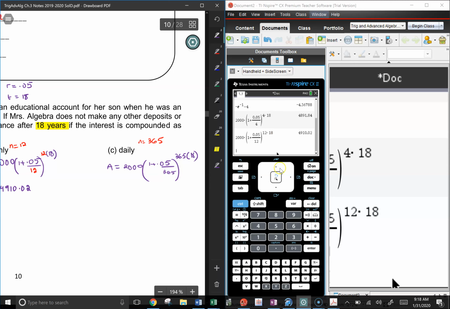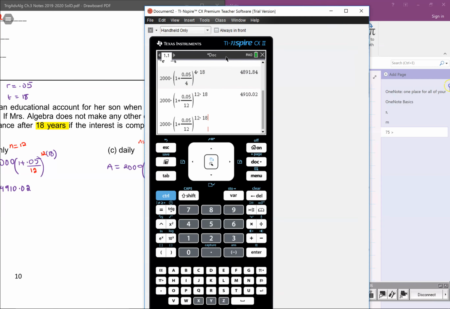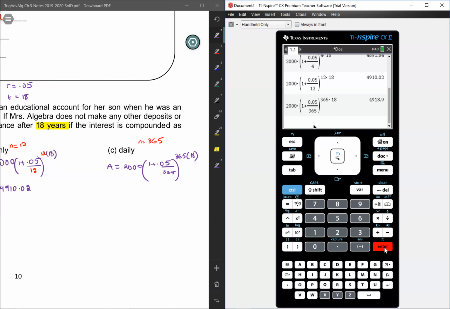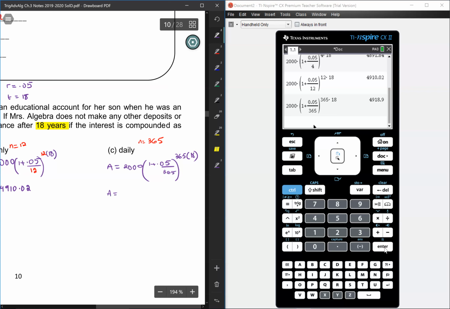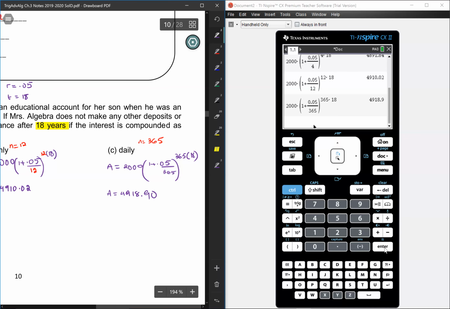Right? Again, I go up, up, enter. And I'm going to edit. Okay, so look at this one. What do I write? 4918 point what? It's 9, so I do 90. Okay.